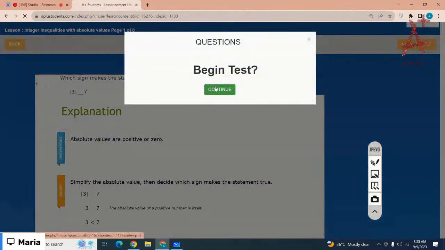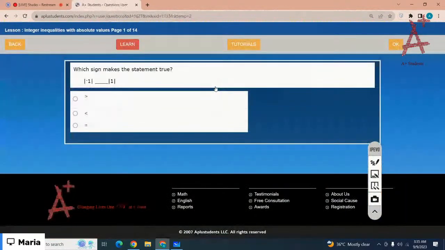Let's just start with the test questions. Okay, you have to compare the absolute value of negative 1 and the absolute value of 1. So which is the correct option? They both are exactly equal, right? Absolute value means a positive value. So they both have the positive value, so they both are exactly equal.